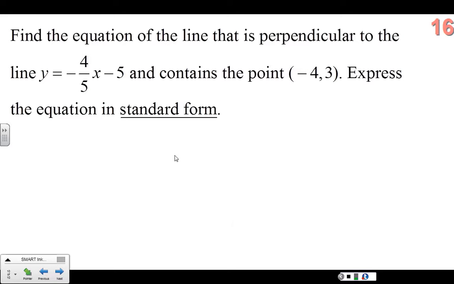So let's do one more problem. We're going to talk about perpendicular in this problem. Find the equation of a line that is perpendicular to the line y equals negative 4/5 x minus 5, and then contains the point negative 4, 3. But in this case, it said express your equation in standard form. So we specifically told you what form we want the final answer in. Now, it says we want the equation of the line that's perpendicular to this. What would the slope be of this equation? Since it's already in slope-intercept form, we can tell that the slope of this line is negative 4/5.